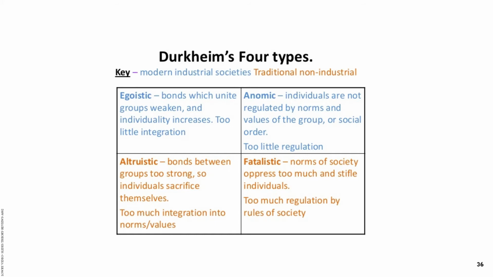And he looked at this in terms of first, egoistic suicide, which is when people are feeling alone, alienated, depressed, and they lack social integration. That is the upper left quadrant. And you have anomic suicide where individuals are not regulated by norms and values of the group or social order. They have too little regulation. Maybe they live on the street. Maybe they don't have family.